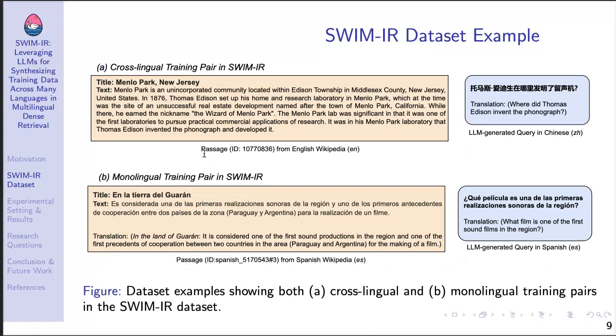This shows a dataset example in SwimIR. The top one shows a cross-lingual training pair example, and the bottom one shows a monolingual training pair example in which both the query and the passage are from the same language.